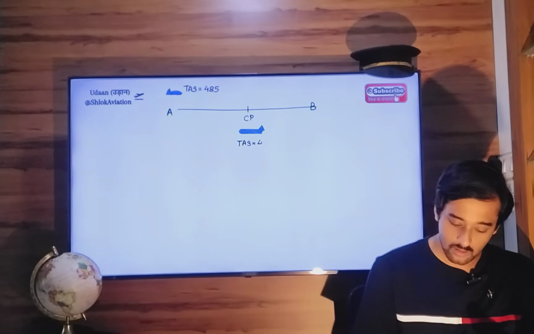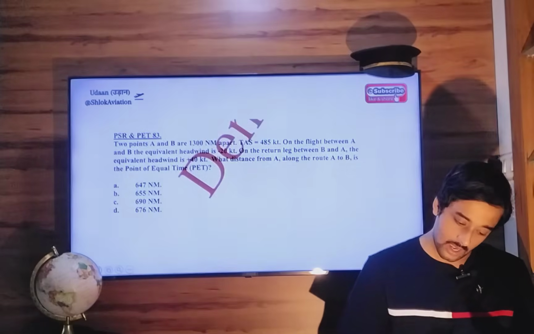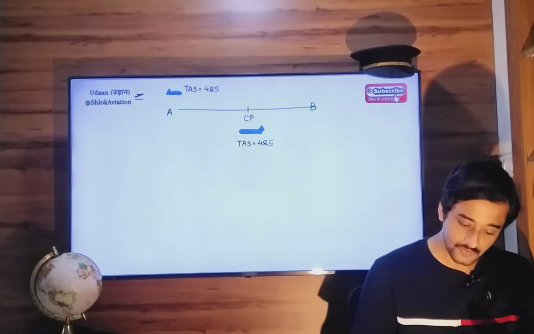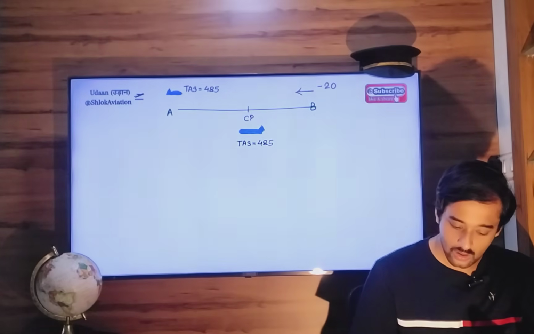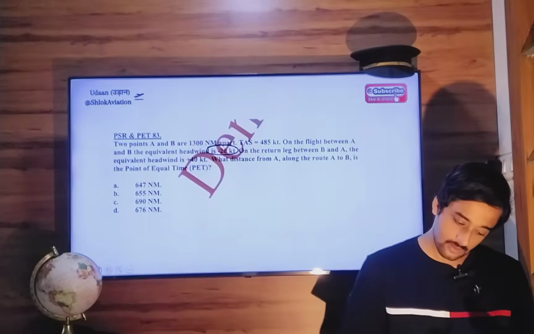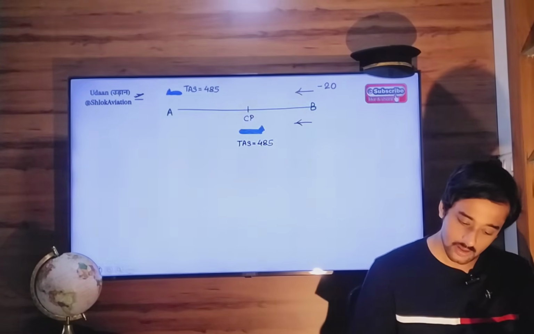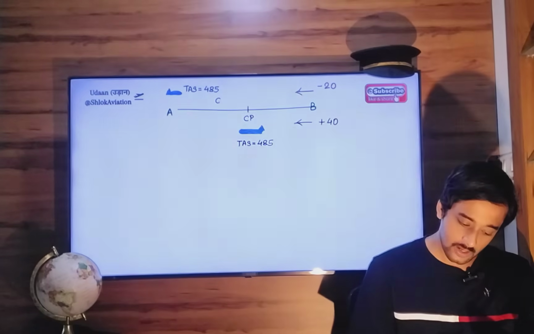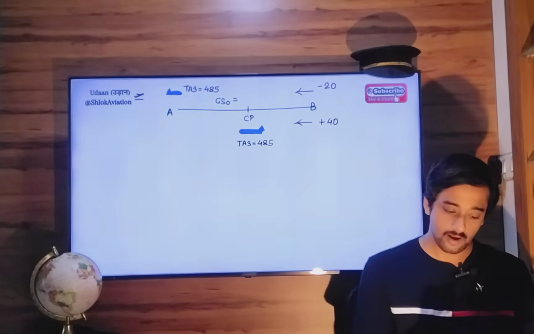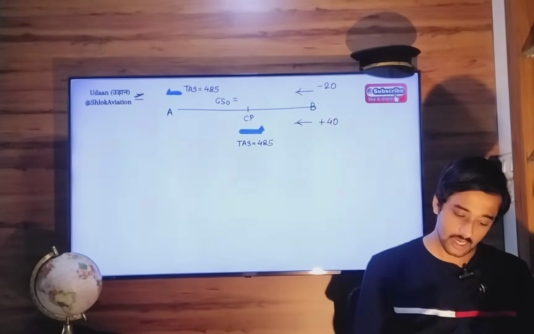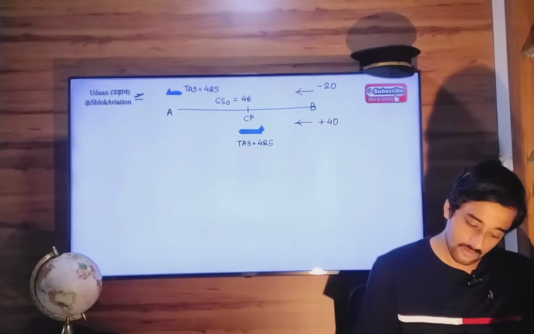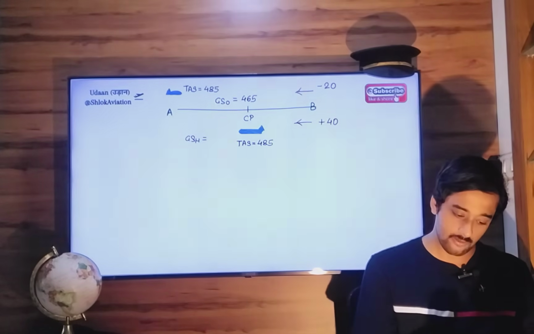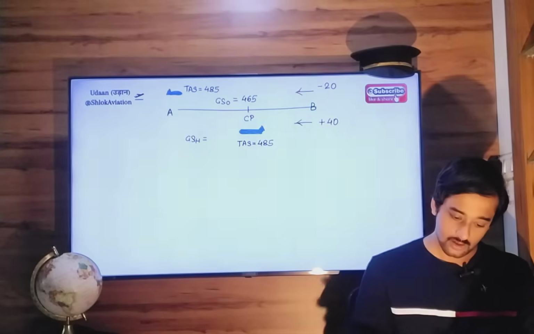On the outbound leg, you have headwind of minus 20. The inbound leg, you have a tailwind of plus 40. So outbound ground speed will be 485 minus 20, 465. Homebound ground speed will be TAS plus 40. So 485 plus 40, 525.